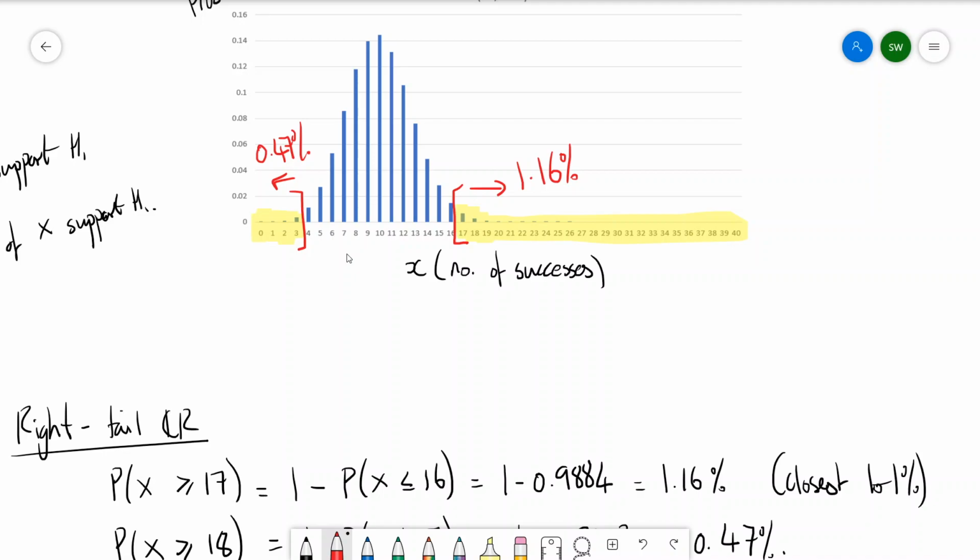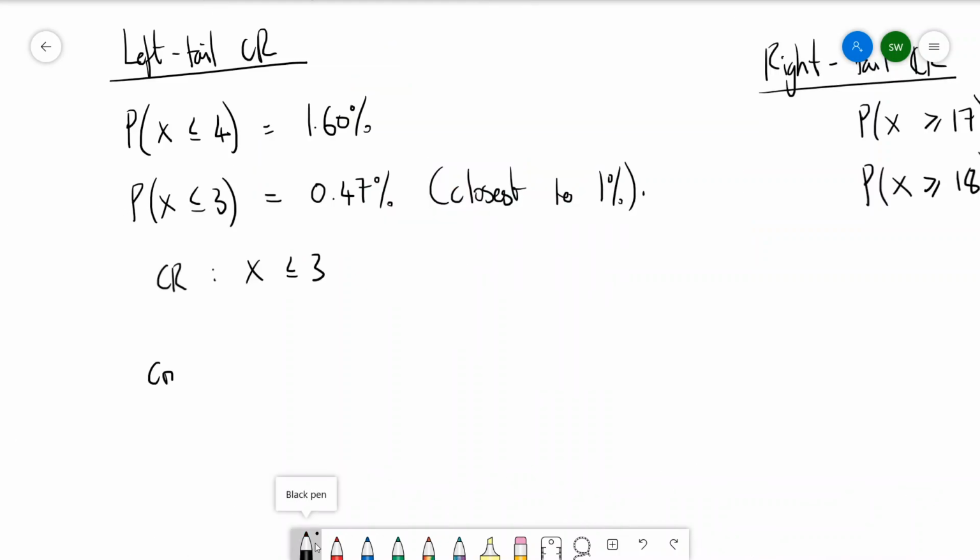And the intuition for this is basically, if you land in these critical regions, it's really, really unlikely that you land in this critical region. So you're going to conclude that actually the probability is probably either less than or greater than 0.25. So overall, our critical region is x is less than or equal to 3 or x is greater or equal to 17.